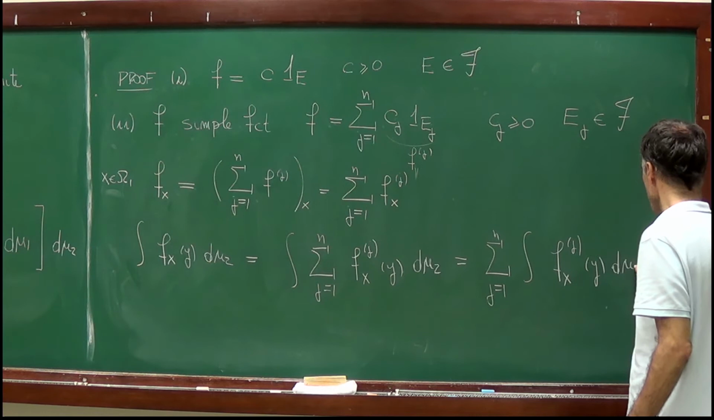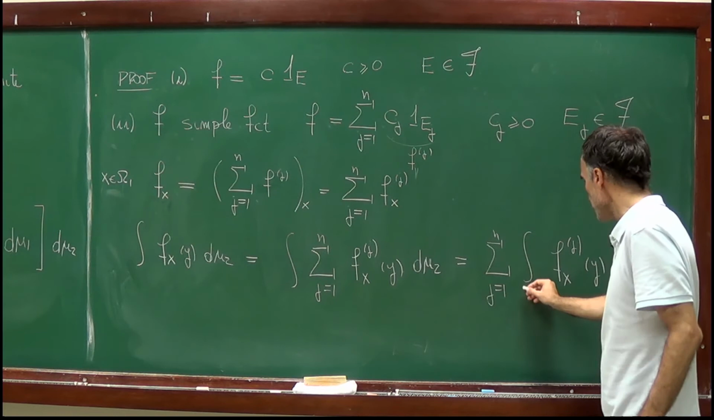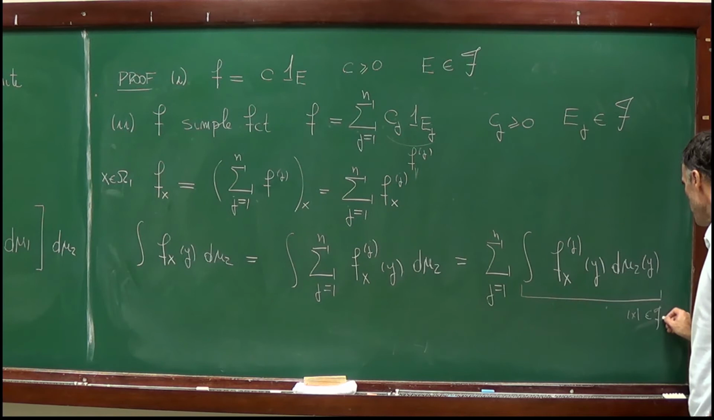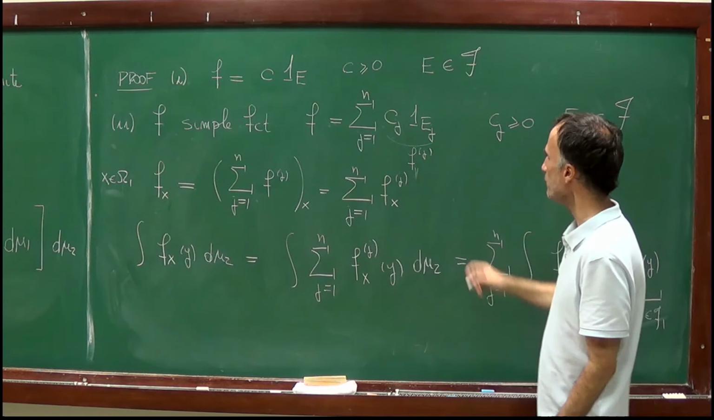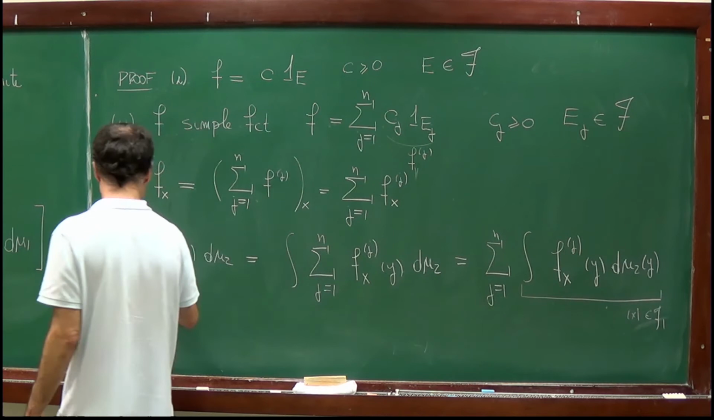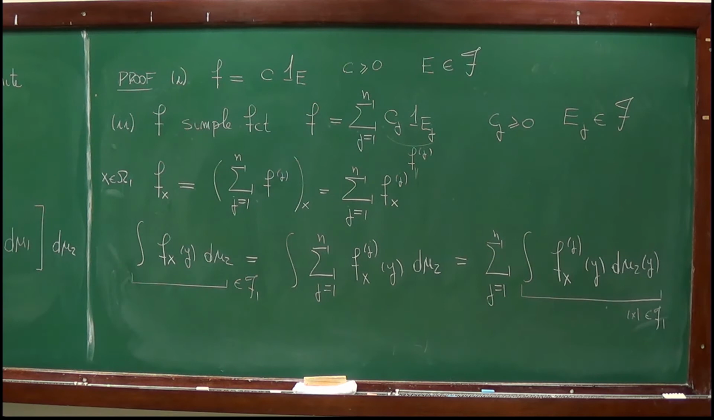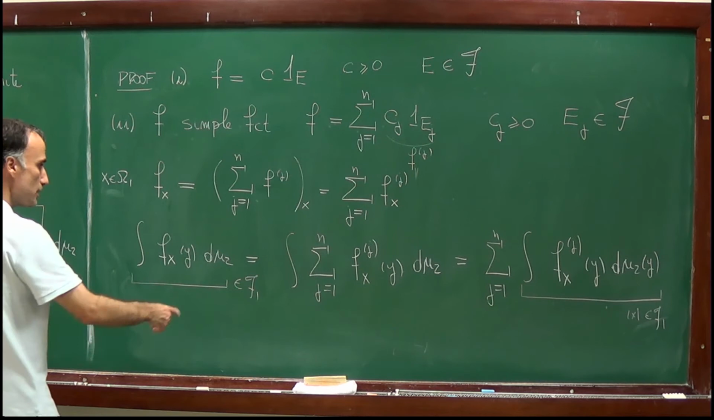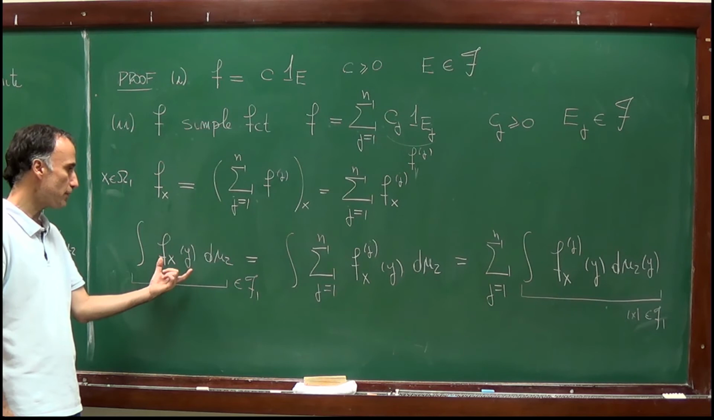Now, by the first part of the proof, I know that these functions, as functions of x, are F1 measurable, because fj is a multiple of an indicator. The sum of F1 measurable functions is F1 measurable. So I get that these functions are F1 measurable. So this was the first claim, and then there is a second claim about the identity. These functions are clearly non-negative because I'm integrating a non-negative function. So let's integrate this non-negative function with respect to mu1.